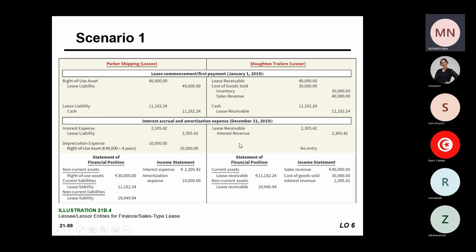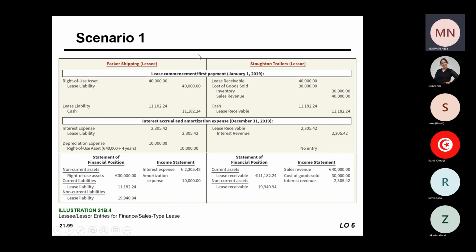For the lessor, we got lease receivable. Of course, here it will be increasing the lease receivable by 2,305 and recognizing an interest revenue for the same amount. Of course, there is no depreciation, because this is a finance lease, and the asset will already be taken off the books of the lessor.